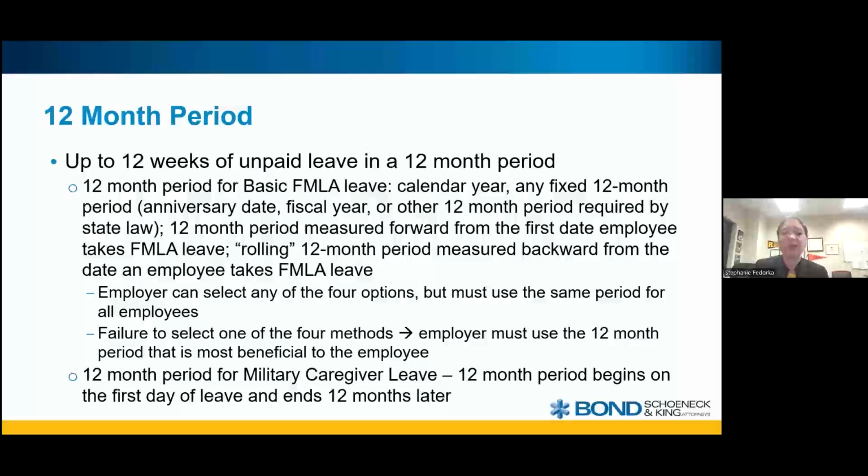So you cannot pick and choose, right? Some employees are going to be using an anniversary date, 12-month period. Others are using a rolling period. Others are using a measured forward period. So pick one and stick with it. If you're going to change a period, so say you have selected a particular FMLA period and you're going to change it, you have to provide 60-day notice.